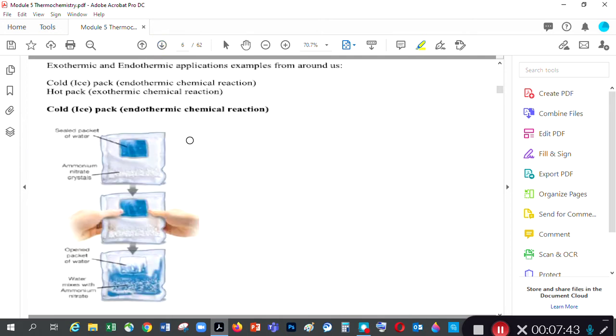Here is an example of applications of endothermic and exothermic: we have the ice pack and the hot pack. Ice pack or cold pack is made of H2O, as you can recognize, and here we have ammonium nitrate, white crystals. Now, the reaction is an endothermic reaction, by the way.